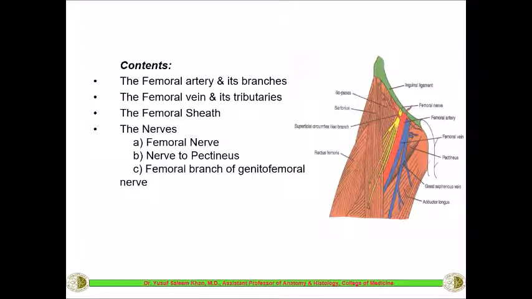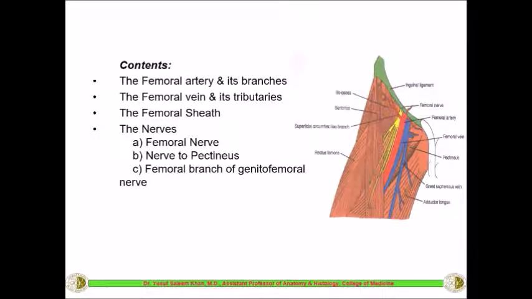Then we can also trace some of the nerves. If you can see here, just beside the femoral artery, there is a very important nerve. This is called the femoral nerve. So everything is femoral here. This is the femoral triangle: femoral artery, femoral vein, as well as the femoral nerve. So you can see here on the lateral side of the femoral artery is the femoral nerve.